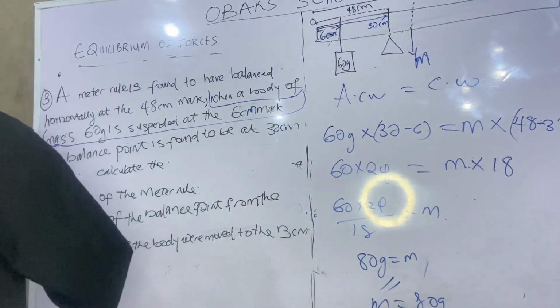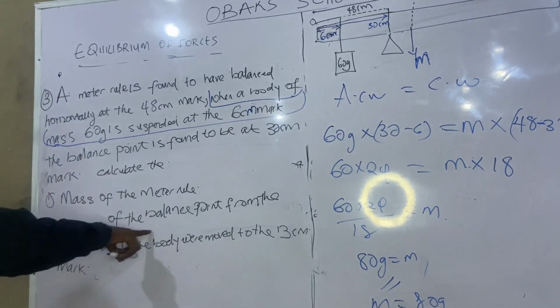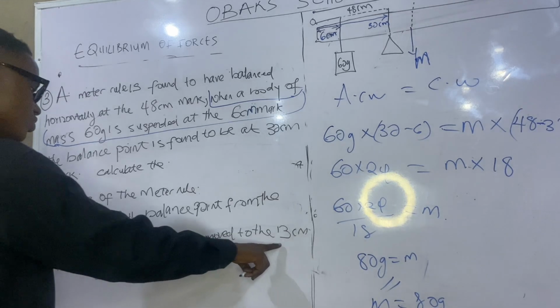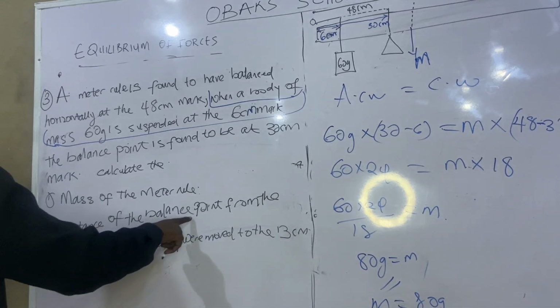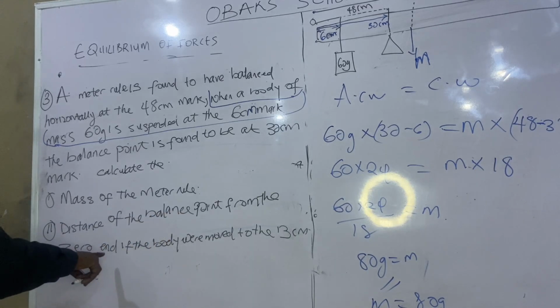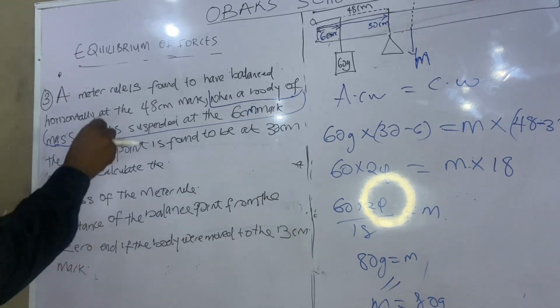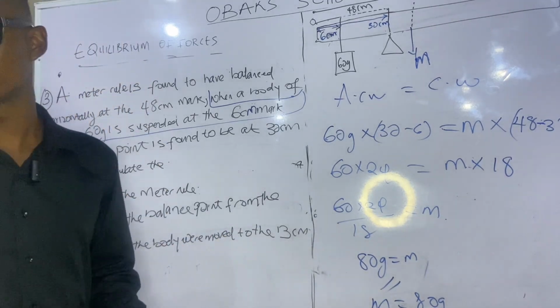So the second part of the question says: calculate the distance of the balance point from the zero end if the body were moved to the 13 centimeter mark. So they're now saying that, okay, let me clean this place.